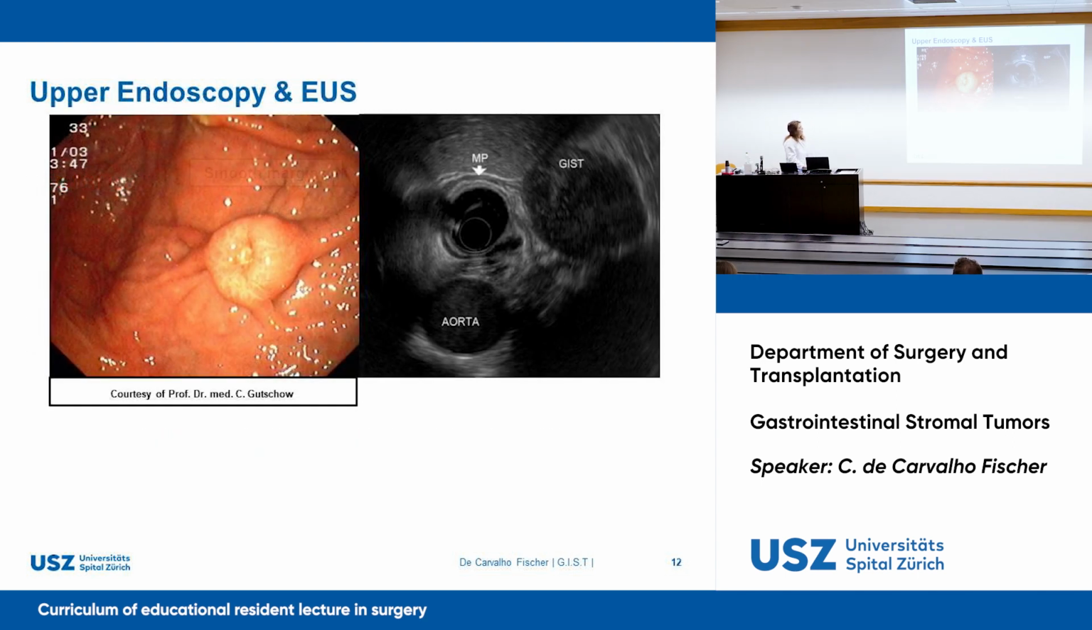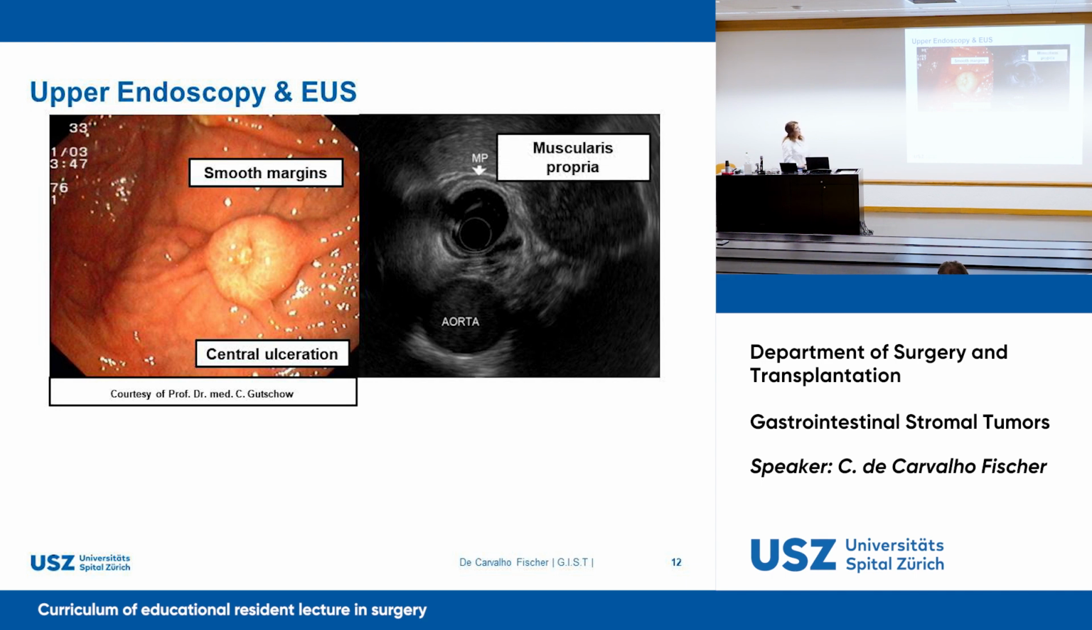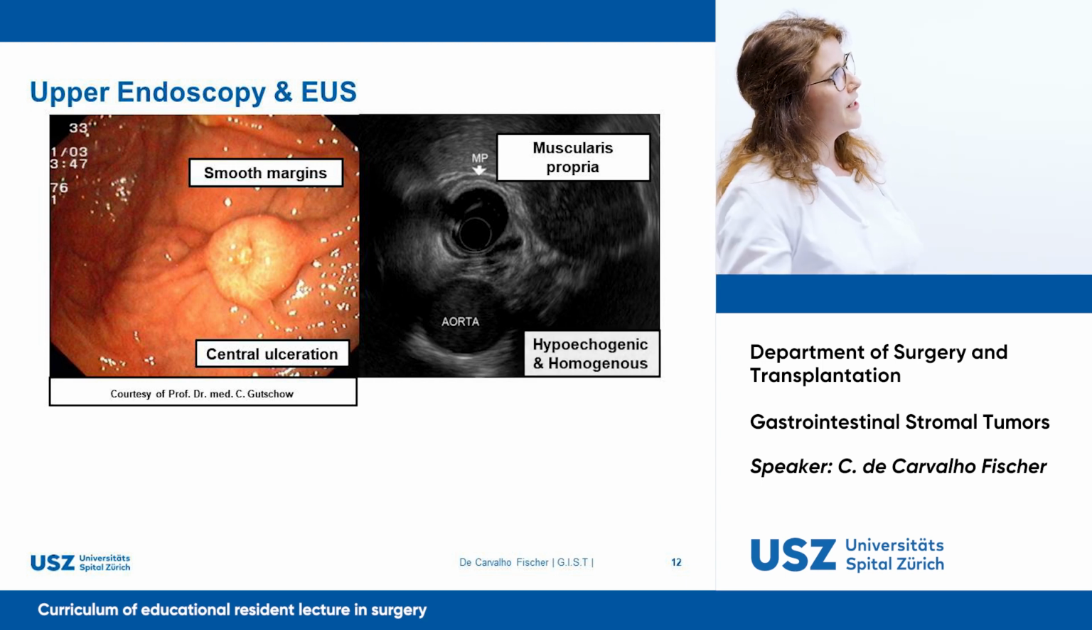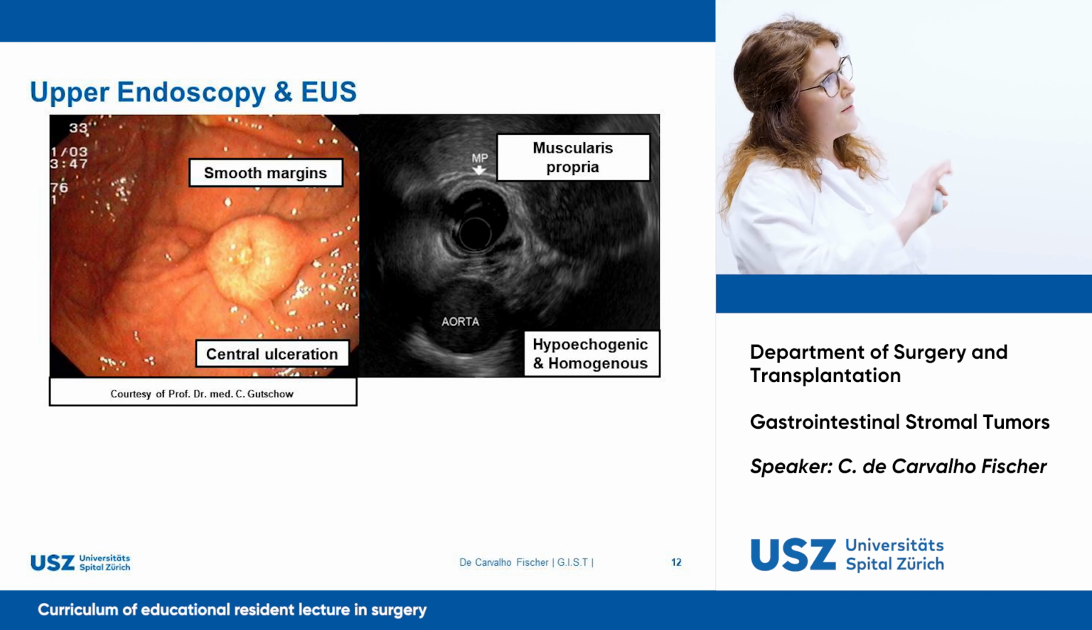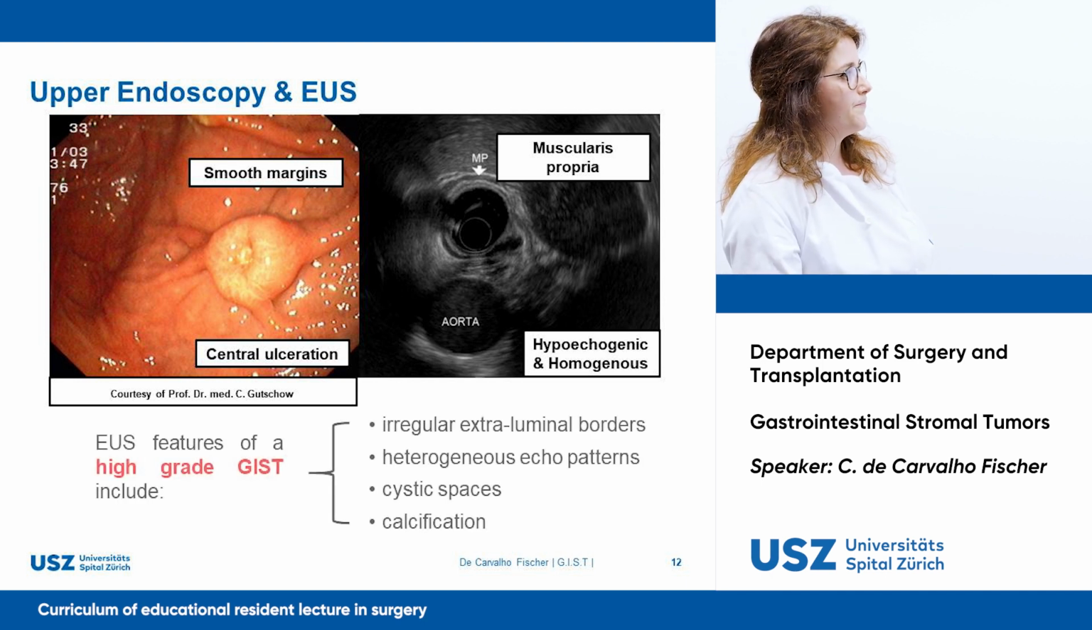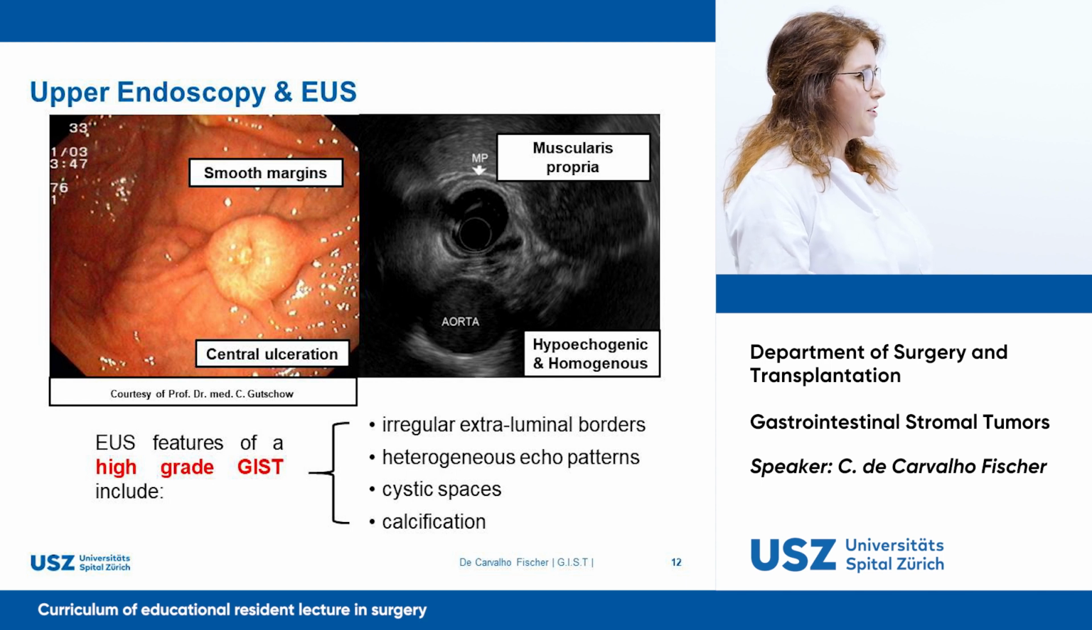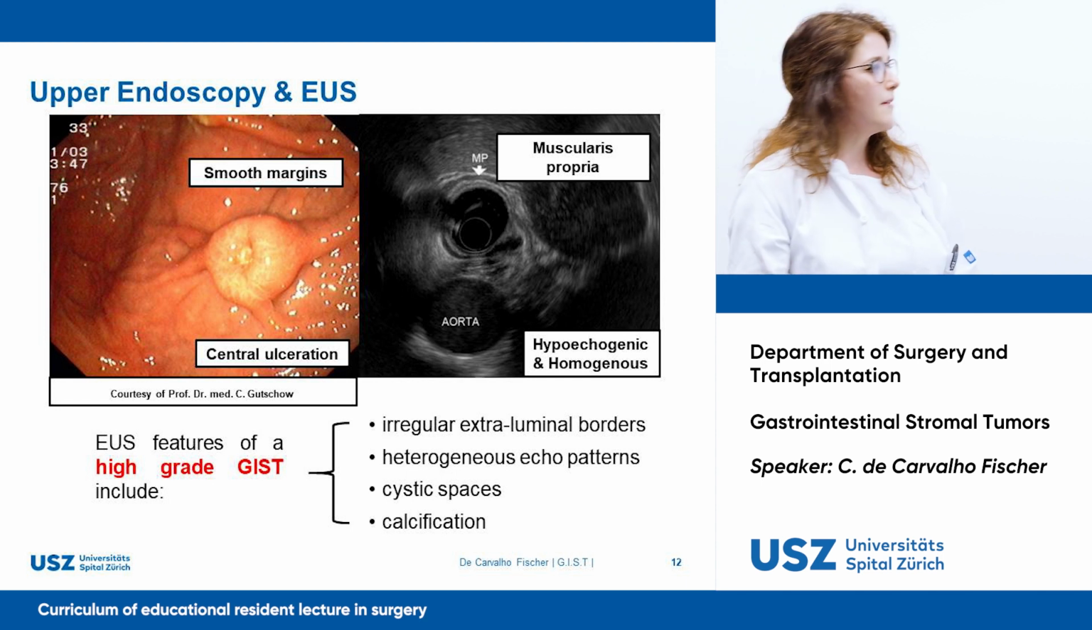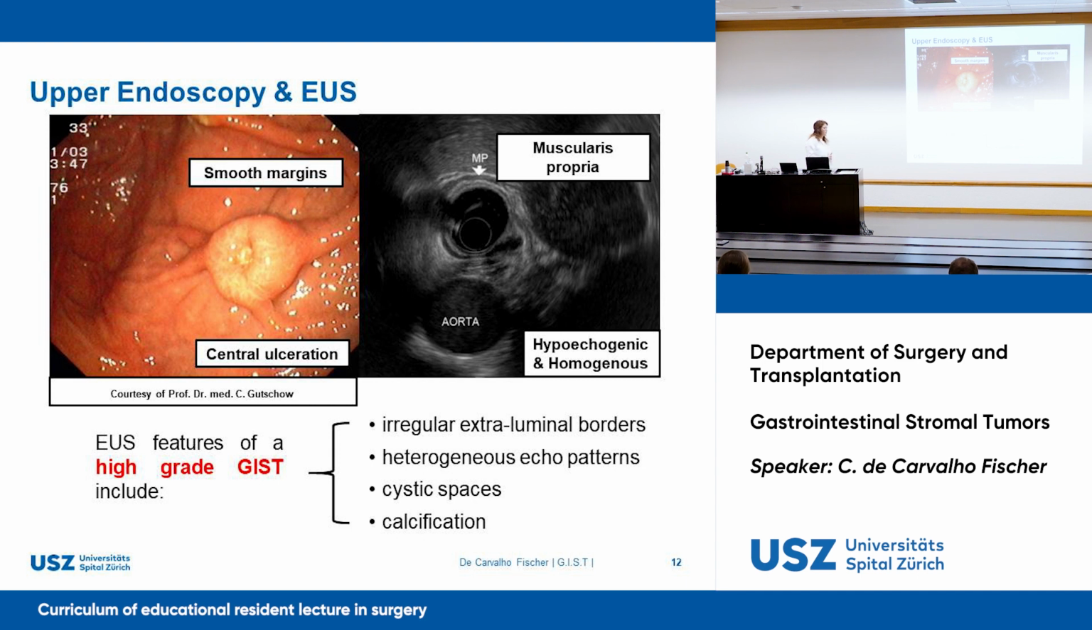So in our endoscopy, a GIST may present as a submucosal tumor with smooth margins and a central ulceration. This is called a belly button appearance. In the ultrasound, we might see a submucosal hypoechogenic and homogeneous mass that comes from the muscularis propria layer. Features of a high-grade GIST include calcification, cystic spaces, heterogeneous patterns of some sort, and irregular borders.